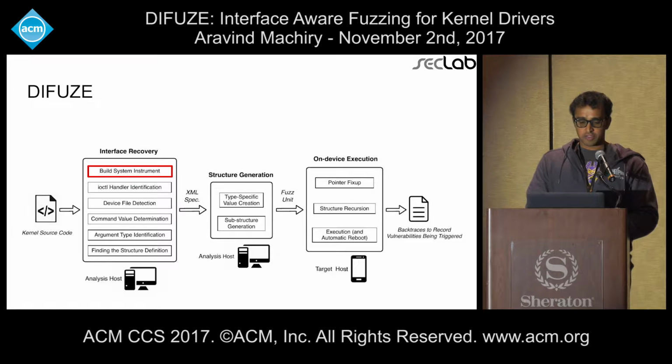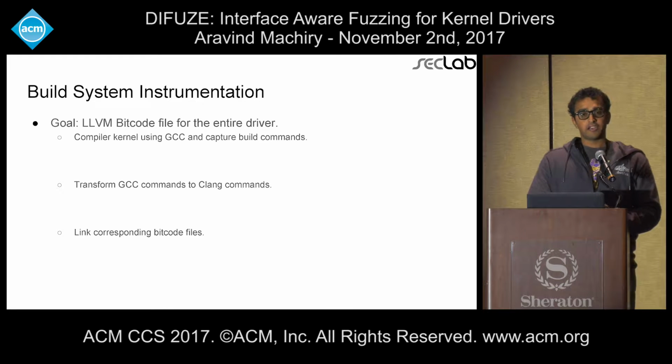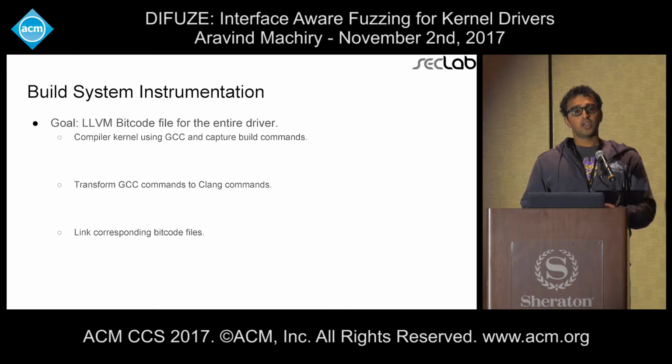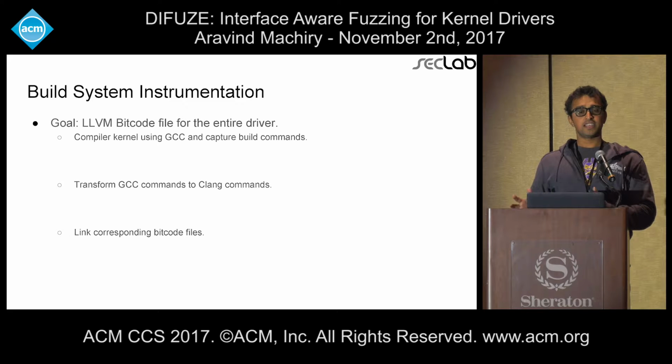Let's look at the first component of interface recovery, build system instrumentation. Here, the target is to create a consolidated bitcode file for the entire driver. To do this, we instrument the build system, we compile the kernel using GCC, we capture all the compilation commands, we convert each compilation command into the corresponding Clang version by replacing compiler flags accordingly, and then we link the related bitcode files into a consolidated bitcode file. I simplified it a lot, but it's a really tedious process. There is a lot of engineering effort involved.